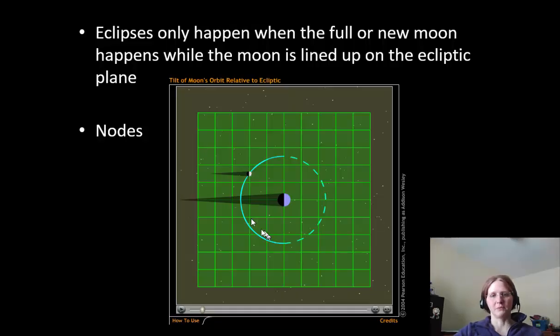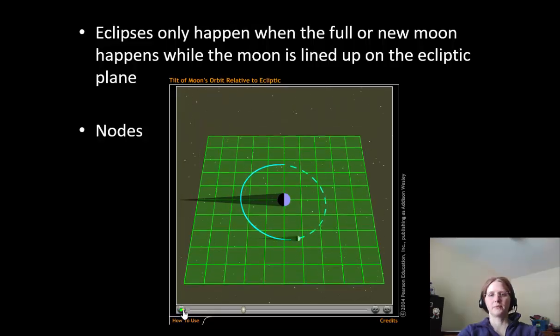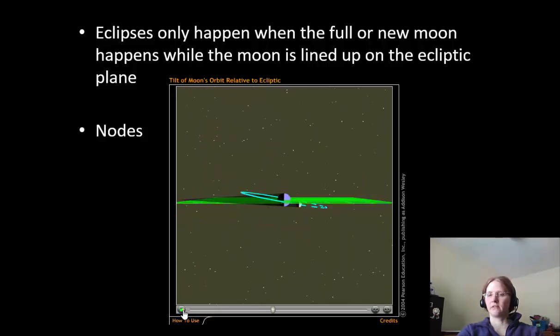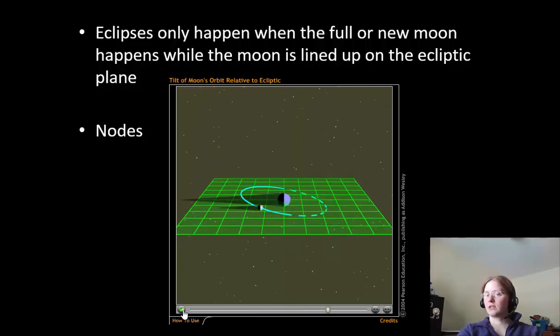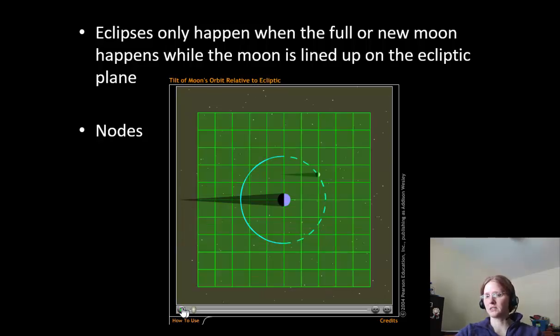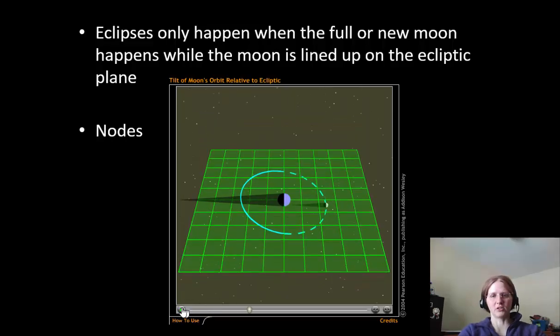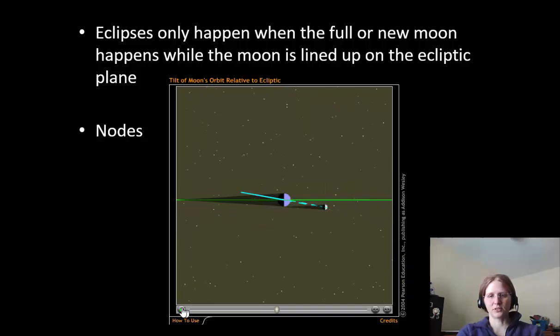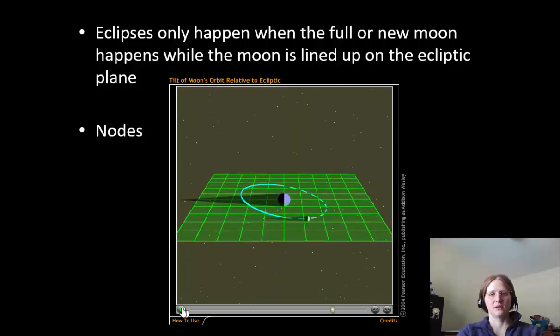Here's a little animation. Let me play it and then I'll talk through it a little bit. So we're looking at the Earth and moon from above, and then we look at it from the side. The green plane is the ecliptic plane. So the sun and the Earth are on the ecliptic plane. The moon's orbit is close to the ecliptic plane, but it's not perfect. It's tilted by 5 degrees. So sometimes the moon is above the ecliptic plane, and sometimes it isn't.